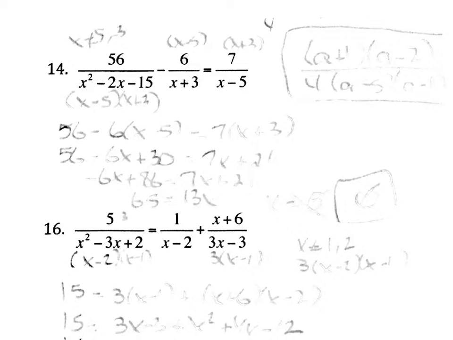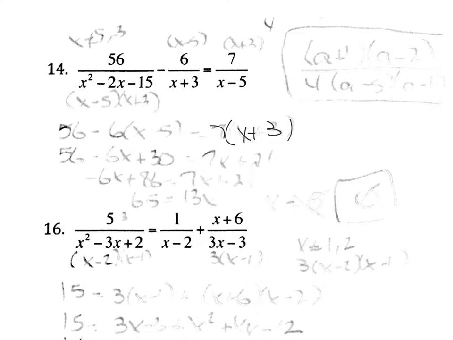14, same kind of problem. Factor this one first. And the cool thing is when you factor this, we got that, which happened all day during the homework today. So for the LCD, first of all, x cannot be 5 or -3. And my LCD is this: x minus 5 and x plus 3. The 56 already has it, so I just brought it down. The 6 needed the x minus 5. The 7 needed the x plus 3. You can already see that.